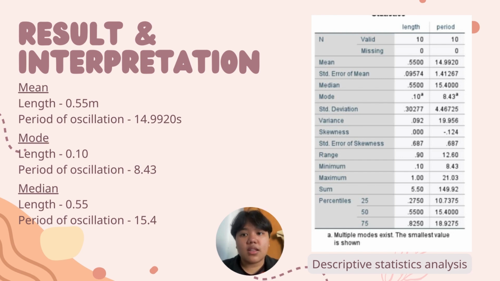Third, we have the median, the value in the middle of the data set. The median for length is 0.55, so it means the middle value of length in this experiment is 0.55 meter. Meanwhile, the median for period of oscillation is 15.4, so it means that the middle value for period of oscillation in this experiment is 15.4 seconds.